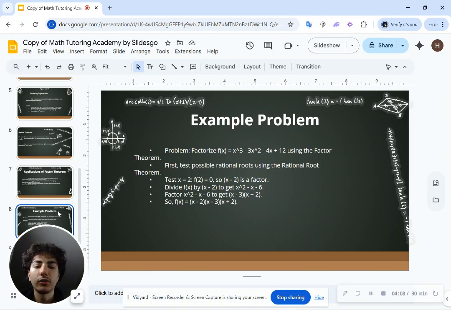Now we're going to factor. Factor x to the power of 2 minus x minus 6 to get (x minus 3)(x plus 2). So now we're in factored form. So f(x) equals (x minus 2)(x minus 3)(x plus 2). And that's the final form we get to.